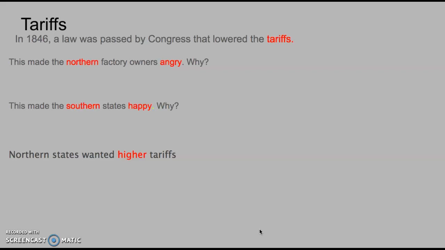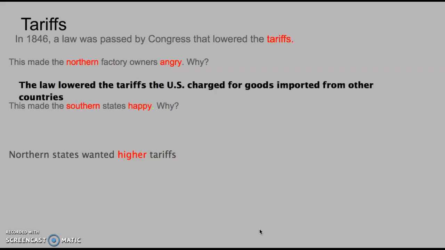And again, this argument is reignited in 1846, where President Polk, James Polk, and the Congress pass a law that lowers tariffs. Now this time it makes northern factory owners angry, makes the North angry, because whereas before taxes were high on goods coming into the United States, now those taxes are lower.